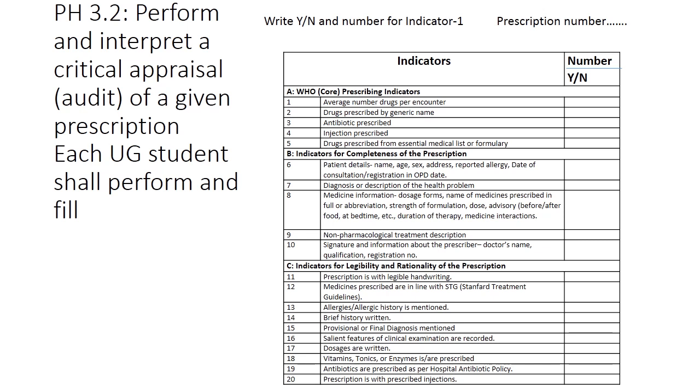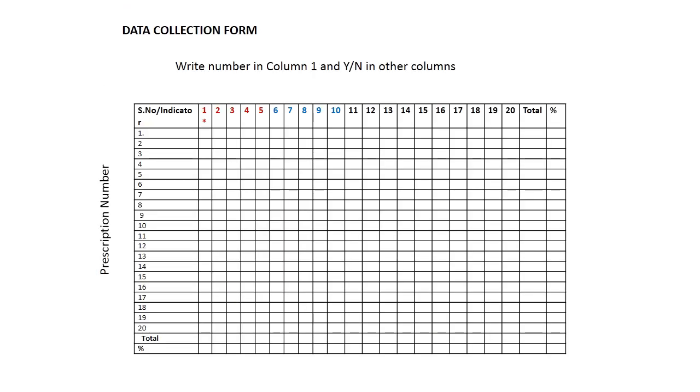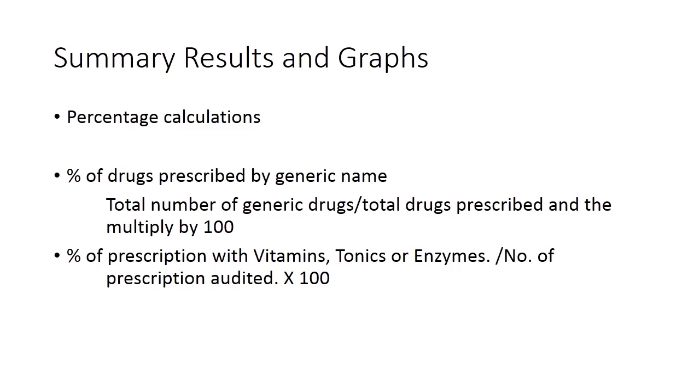Now this is the format which we are using for prescription audit by UG students individually. Each student shall enter the indicators in the form of number or yes or no, and the total indicators counted will be 20. Then each student, according to prescription number, would also enter those attributes into the final data collection form. So we will have all the data for 20 students in one sheet. Summary results can be made, percentages can be made very easily.